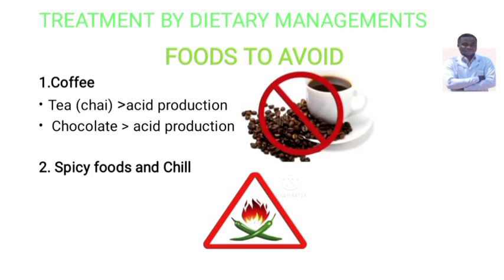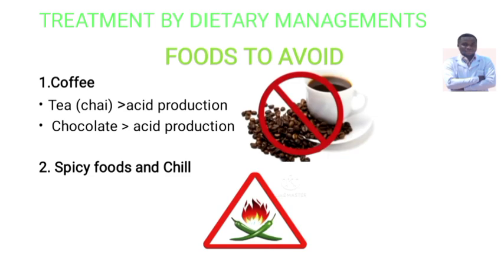Therefore, let us jump to treatment. Dietary management of peptic ulcer disease. On the dietary management, let us first look at the foods to avoid. There are foods to avoid for a patient having an ulcer. The first is coffee, tea, and chocolate.